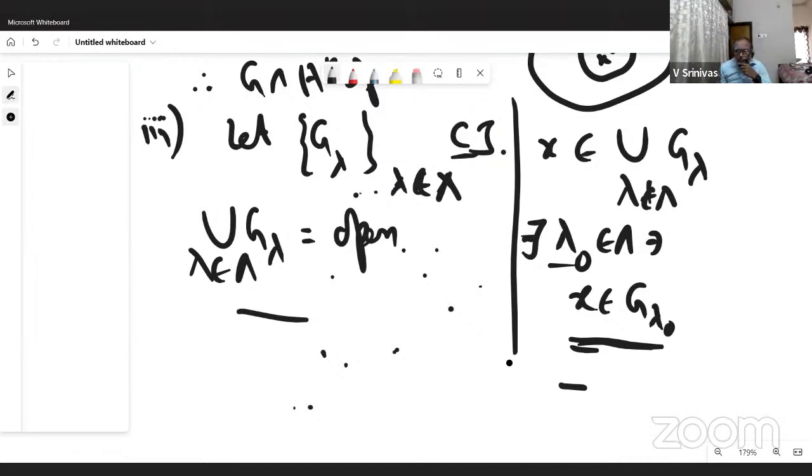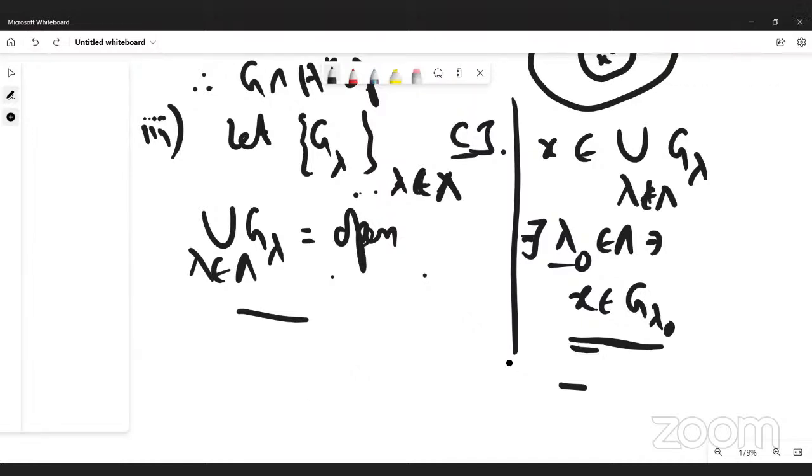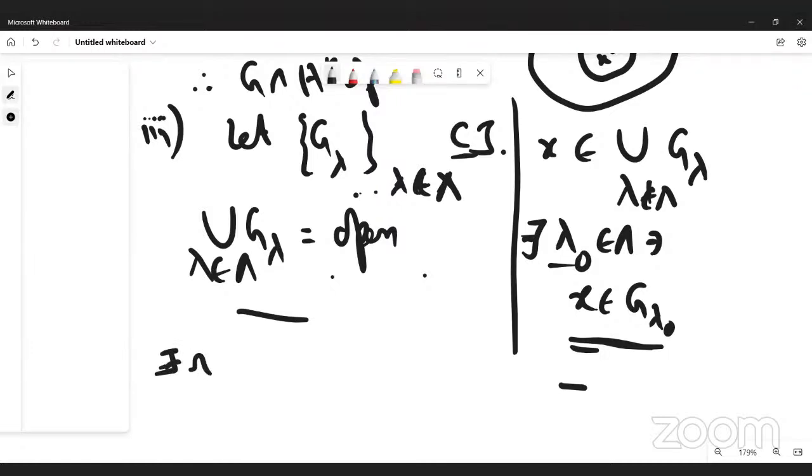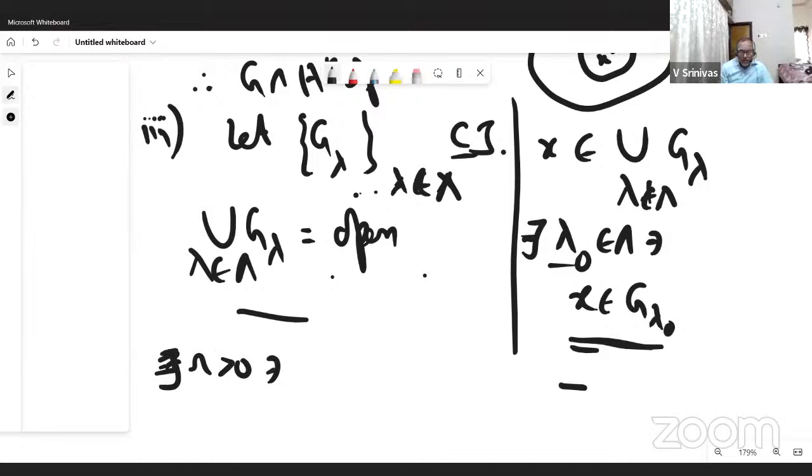Now this X is an element in G lambda naught. So what can I say? There will be an open sphere centered at X, which is sitting inside G lambda naught. So there exists a positive R such that S_R of X is sitting inside G lambda naught. G lambda naught is an open set, therefore this X becomes an interior point. There will be an open sphere centered at X of suitable positive radius R, such that this S_R of X is sitting inside G lambda naught.